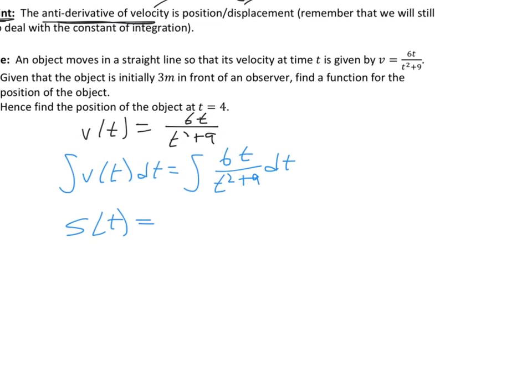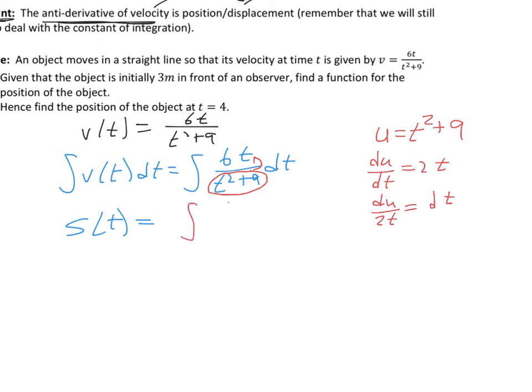Integration by substitution, right? So for this substitution, I need to recognize, hey, wait a minute, this bottom, the derivative of that is 2t. That's going to line up really nicely with the top. I need to do u equals t squared plus 9. That means that du dt is 2t. And then we always solve for the dt. Du over 2t equals dt. So then I come back over here and I'm plugging these things in. 6t over u times du over 2t. Looks like the t is going to drop out. The 2 will cancel with the 6.